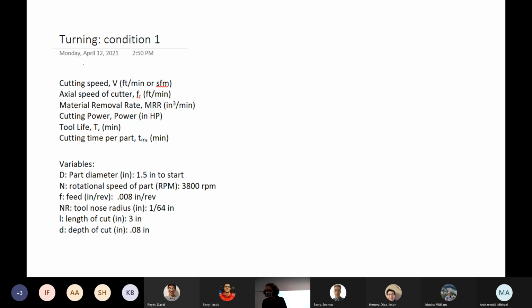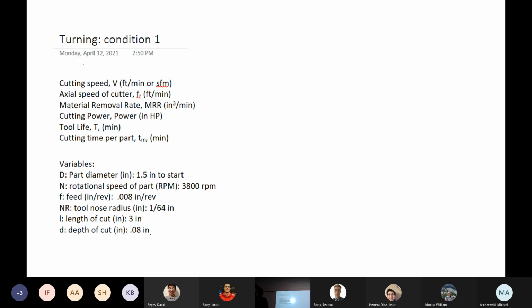So, in your homework, I want you to do a set of calculations for turning and for milling. And we have different conditions. For turning condition 1 from your homework, we have the following variables. Our part diameter is 1.5 inches to start, so that's our initial diameter. The part is rotating at 3,800 RPM. Our feed is 0.008 inches per revolution. We have a 1/64 inch nose radius. Our length of cut is 3 inches, and our depth of cut is 0.08 inches.